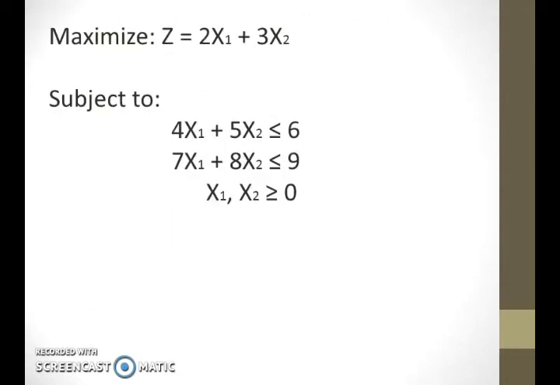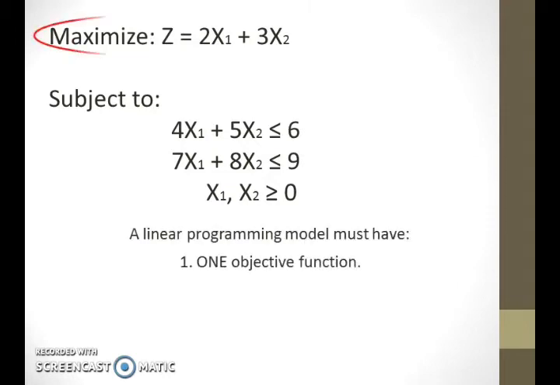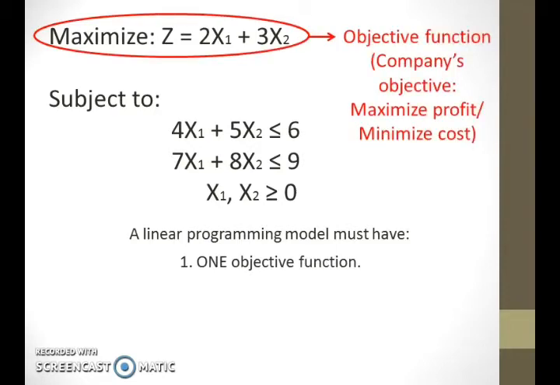This is an example of a linear programming model. A linear programming model has 4 requirements. Number 1, it must have one objective function. The objective function represents the objective of the company. The objective can either be to maximize profit or to minimize costs.